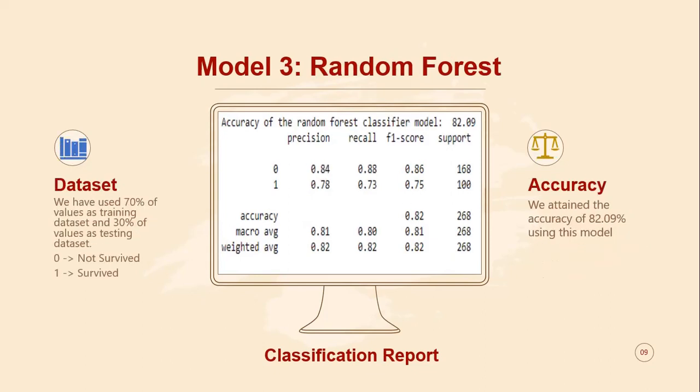The next model we have is the random forest model. Again, we have used 70% of our values as the training dataset and 30% as the testing dataset. Again, we are indicating 0 as not survived and 1 as survived. We attained an accuracy of 82.09% using this model. We have the classification report of the random forest classifier model. We can see the values there.